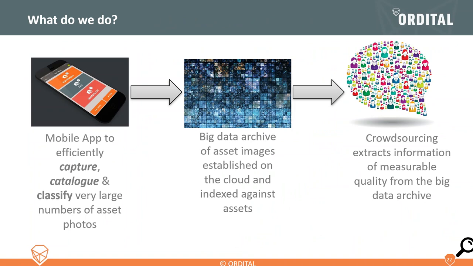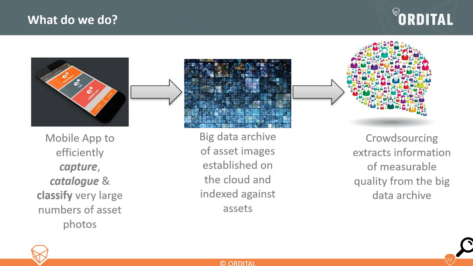So we have a mobile app. We don't want just any photos. We want reliable photos that have been classified as to what's in them and where they are. And we build a big data archive of all of those photos. So we know what's going to be in each photo and what it's about without even looking at it. But then we send it off to crowdsourcing to extract data from it.